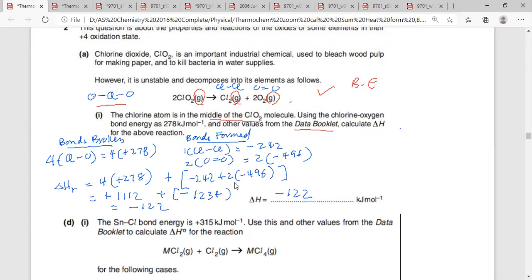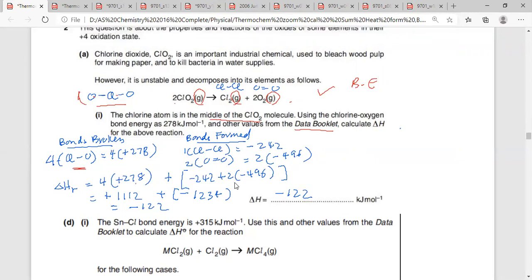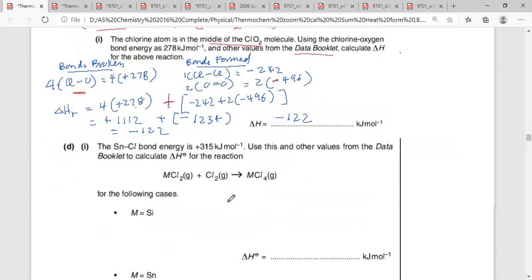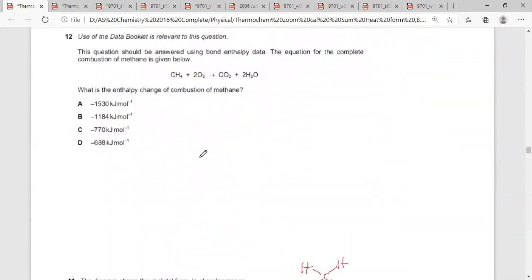So bonds broken. Right here, 4 of them. 1 mole is 2 ClO, 2 moles is 4 of them. So it's like here. Bonds formed. Cl-oxygen will be 2 times. Okay, 2, not 0. 0 is for enthalpy change. So 2 times minus 496. I put minus. Why? Because heat is given up. That's why I just plus here. So the answer is this one here. You can do it by yourself. It's quite simple, right? Here's another simple one. You can do it by yourself.